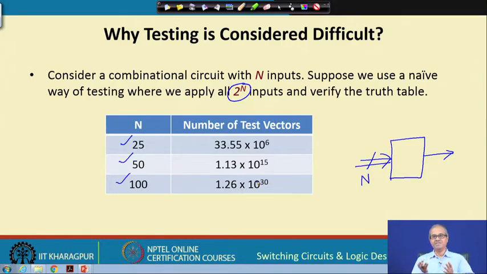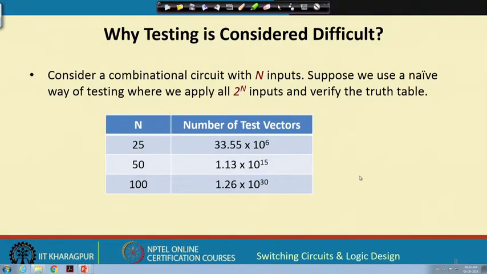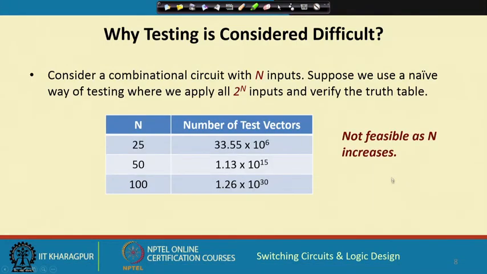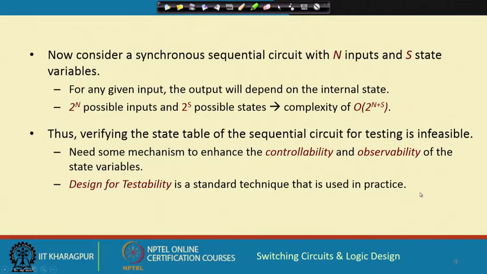So, you see numbers are becoming enormously large. You really cannot apply so many test vectors in practice. So, it is just out of the question. You would be requiring years and centuries to complete your test. So, this is not possible. This is why we say testing is a difficult problem, not feasible as n increases.